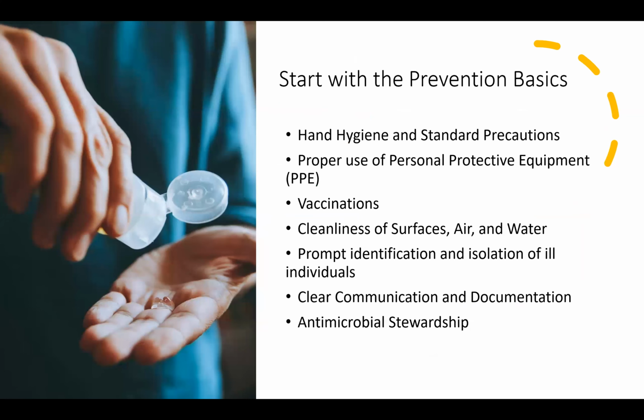So we start with these prevention basics. Hand hygiene, the use of standard precautions. If it comes off of another person and it's wet, you want to put a layer of protection between yourself, your clothes, your eyes, your mucous membranes. Vaccinations, getting people vaccinated is a critical component of infection prevention. Cleanliness of surfaces, air, and water. A lot more emphasis on the cleanliness of the air around us.